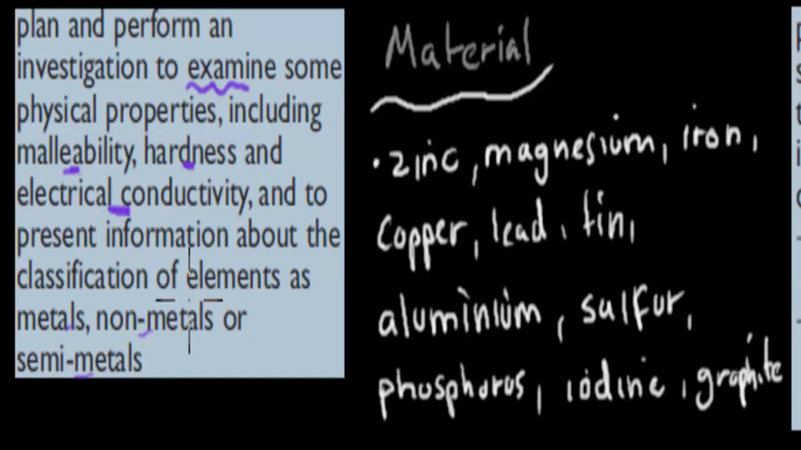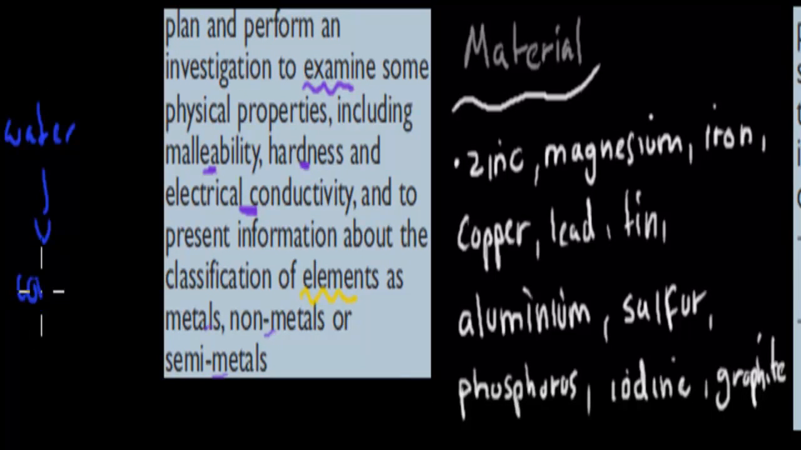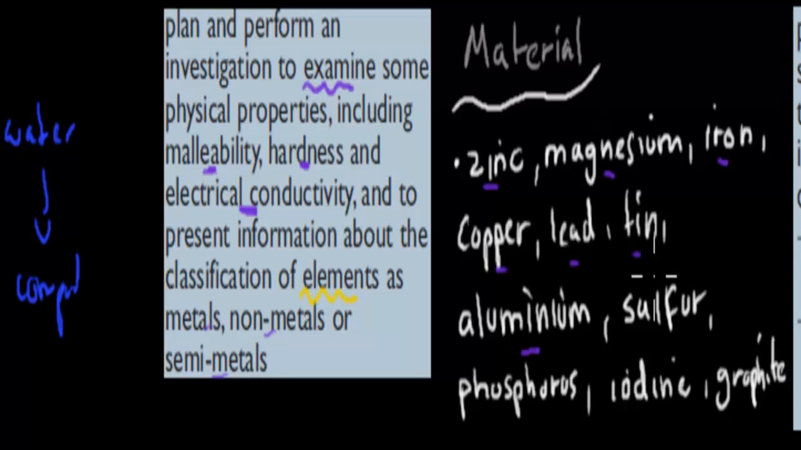It says elements, so we shouldn't be using compounds. For example, water would not be good to use. And the reason why is water is actually a compound, it's not an element. But you're going to have some of your pure substances, your pure elements, such as zinc, magnesium, iron, copper, lead, tin, obviously, and aluminium. These are obviously most of our metals. Sulfur, phosphorus, iodine, and graphite. Quite a few of them are non-metals. And what you're going to do is you're going to actually test their physical properties to identify them as either metals, non-metals, or semi-metals.